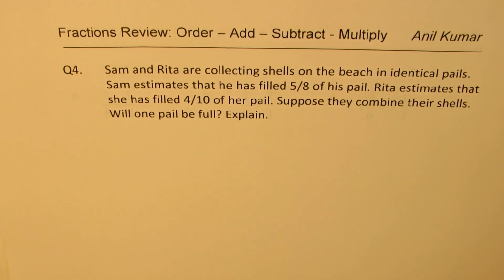Now, here is a word problem for us. Question number 4. Sam and Rita are collecting shells on the beach in identical pails. Sam estimates that he has filled 5 over 8 of his pail. Rita estimates that she has filled 4 over 10 of her pail. Suppose they combine their shells. Will one pail be full? That is your question. How are you going to do it?